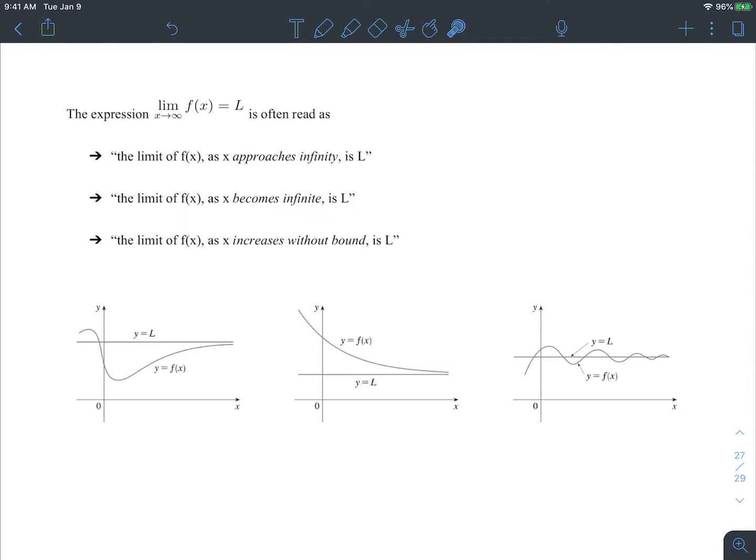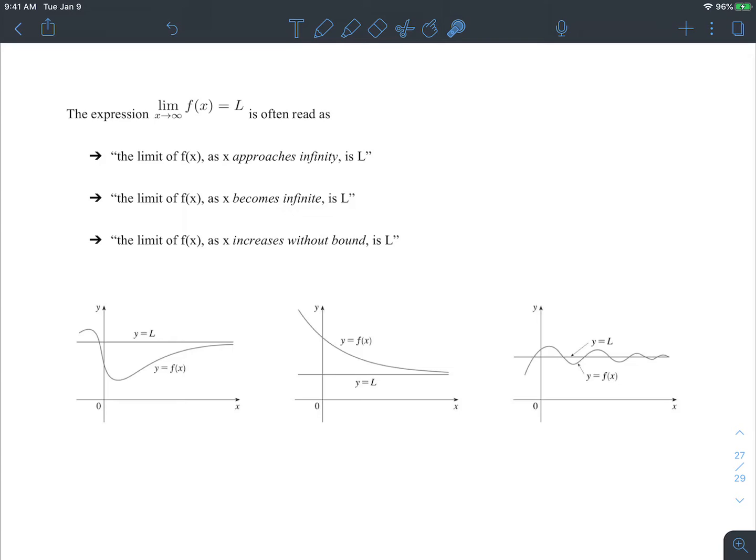So you might want to draw this out in your notes. Let's say we have y equals L over here. Sometimes the function goes up this way. Sometimes it comes down this way, just like this one. Or sometimes it comes down and dips across this way. It gets closer and closer and closer like this. Sometimes it oscillates, and yet it decreases as you go along. Some of you might have seen that already.